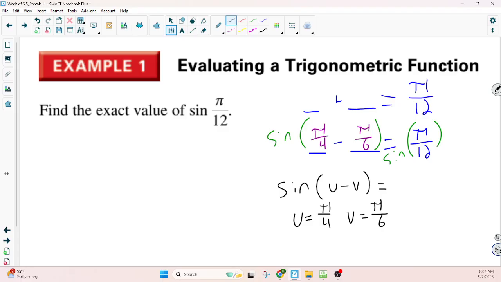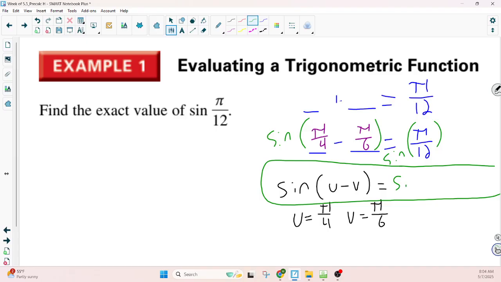Okay. Now you're looking at your formula sheet because you know that you will get that. Sine of u minus v. This is the formula right here. It's sine of u times cosine of v minus, they switched the cosine and the sine, but I don't really like that. I'd rather do sine of v times cosine of u. Do you care? Who cares? I like the order to be like that.